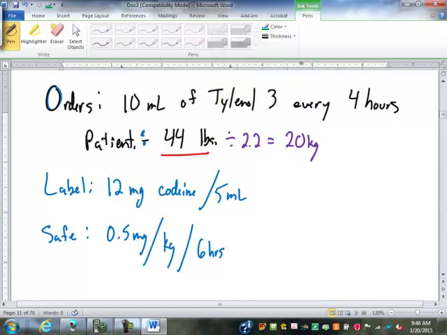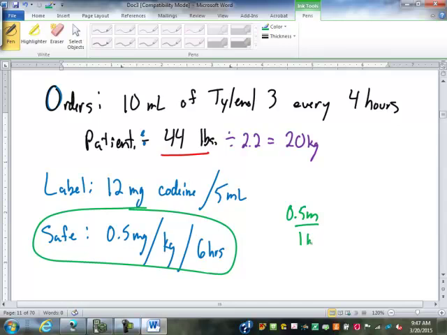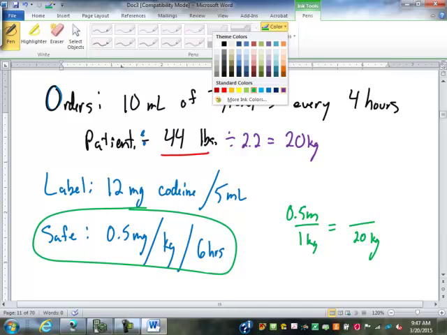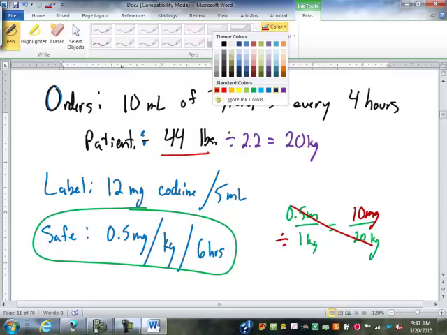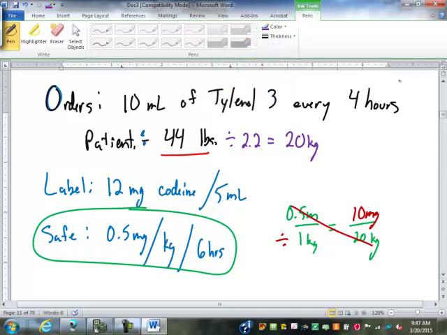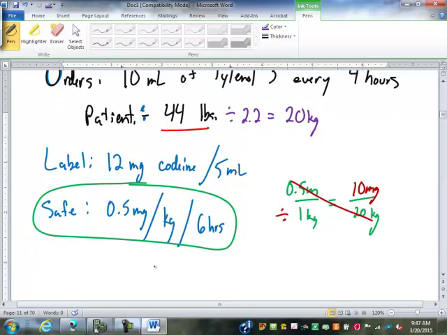Our next step is the label: 0.5 milligrams per kilogram. How much is that for 20 kilograms? When we cross multiply and divide, it comes out to 10 milligrams. So now we have that 10 milligrams, which is safe every 6 hours.